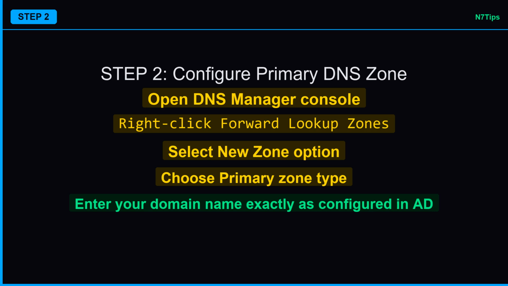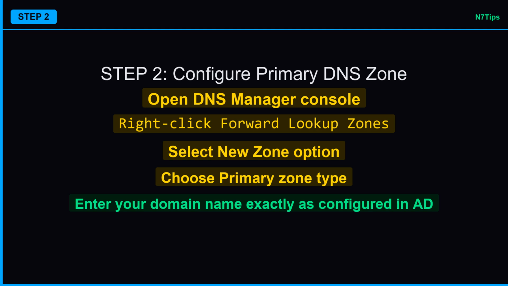Now we need to create a DNS zone for your Active Directory domain. Open the DNS Manager console from your administrative tools. This is where all DNS configuration happens on Windows Server. Look at the left panel and find Forward Lookup Zones. Right-click on it and select New Zone. The New Zone wizard appears.